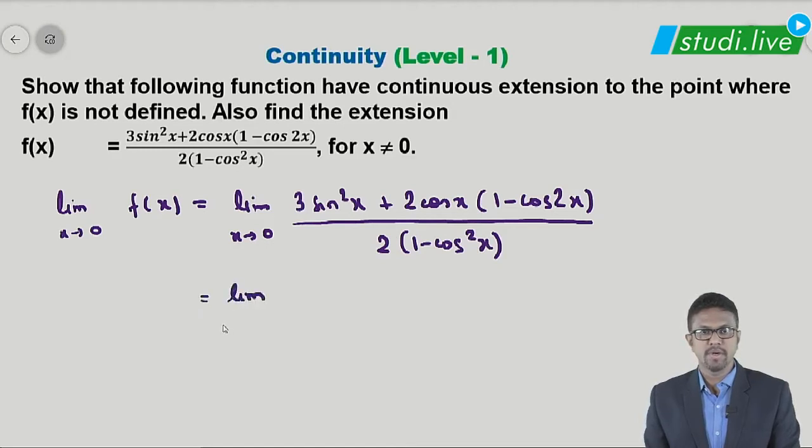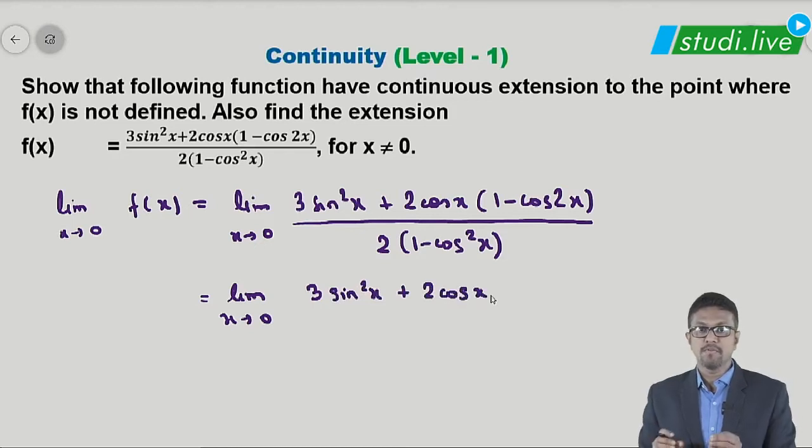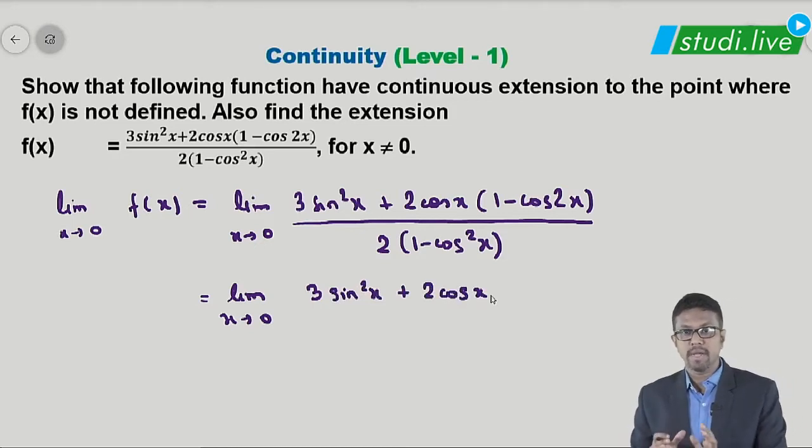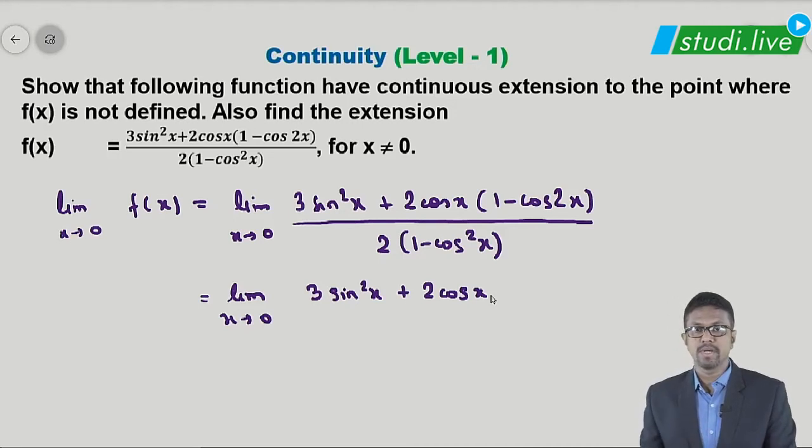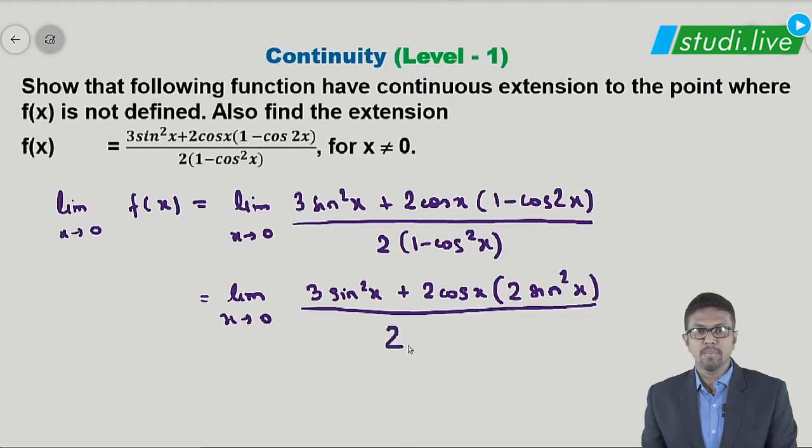So I can say this is limit when x tends to 0 of 3 sine square x plus 2 cos x. Now, what is the formula for 1 minus cos 2 theta? 1 minus cos 2 theta is 2 sine square theta. So 1 minus cos 2x is 2 sine square x that we will get upon 2 into 1 minus cos square x, which is also equal to sine square x.